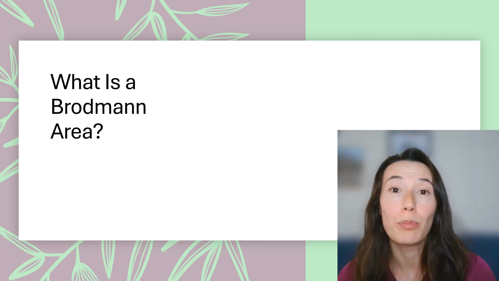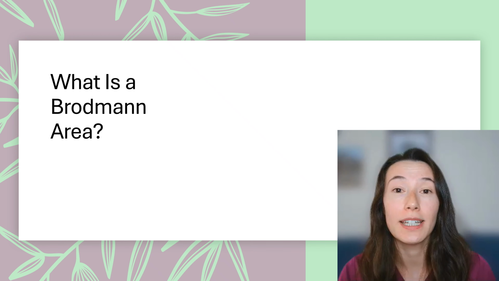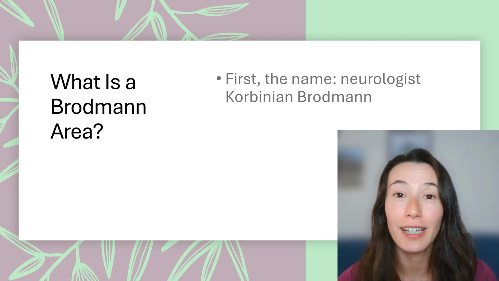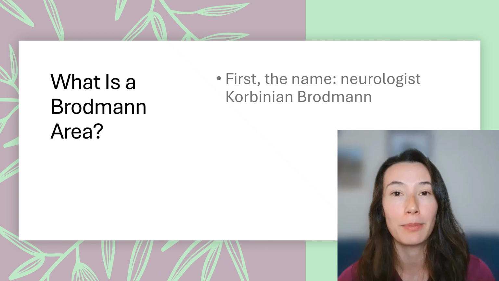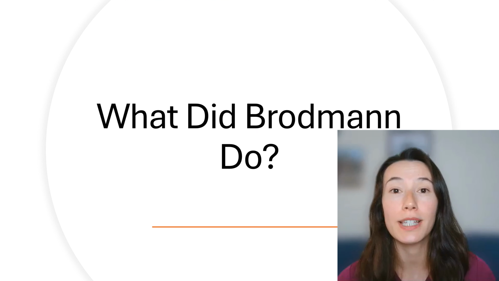To talk about what a Brodmann area is, or really what are Brodmann areas, we have to talk about the name of it first. We love to name things after the people who created it or founded it, and there's no difference here. Brodmann comes from the last name of Corbinian Brodmann, who was a German neurologist. And what Brodmann did was look at histological sections of the brain.